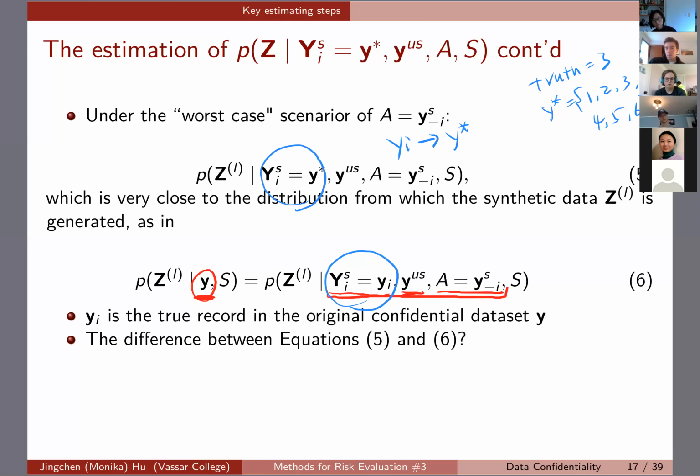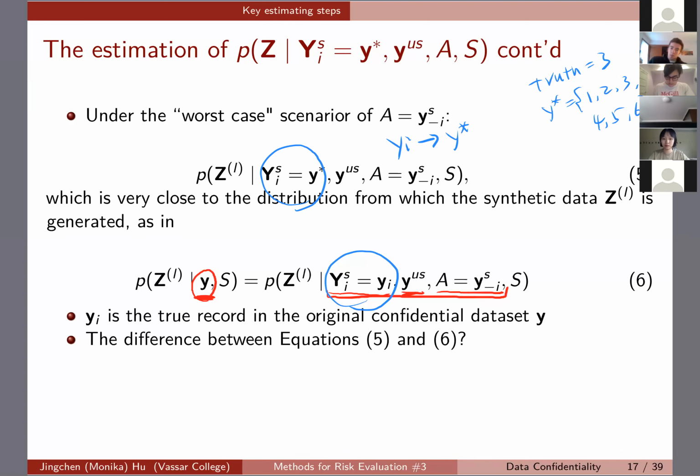So now you can see why we make the super strong assumption about A, because if we do that, then we're really only replacing one record at a time. If you're using any weaker assumption of A, you have to think about all of the other combinations of the different possibilities. So the space that you have to think about will be much larger. Make sense?